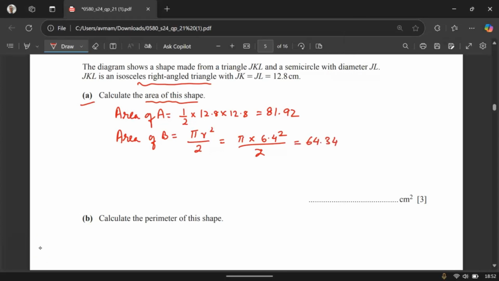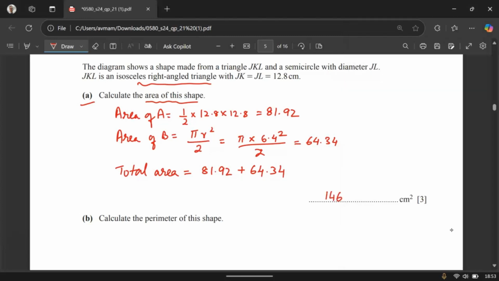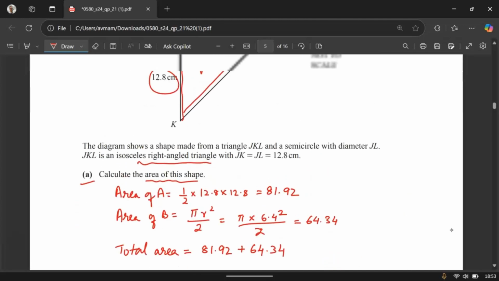Now to find the total area, we need to add these two values. 64.34 plus 81.92, and this gives me 146.2598. Let us round this to 3 significant figures. So that's 146 squared centimeters.